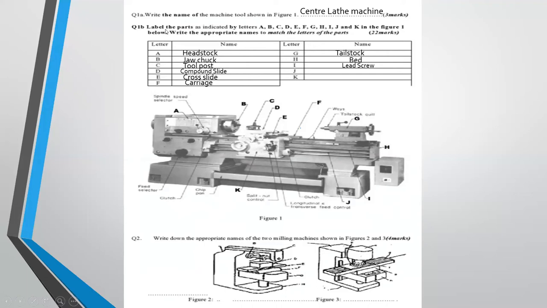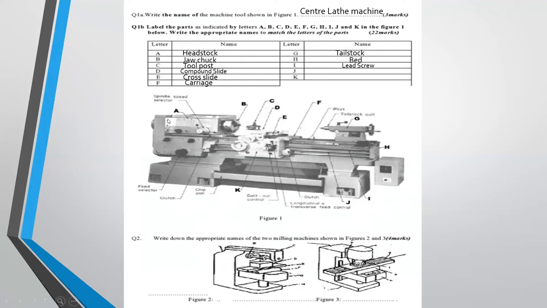The next question. You have been told to label the parts as indicated by the letters A to K in the figure I. Write the appropriate names of these machine parts. So let's identify some. The first one, E. E is the headstock. And B is the jaw chuck. So let me try and give some functions of these parts.